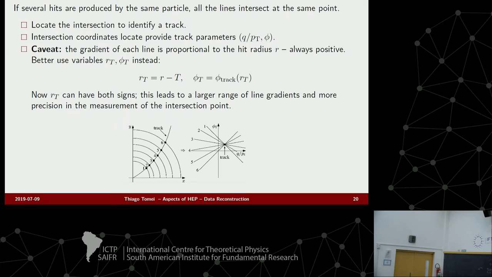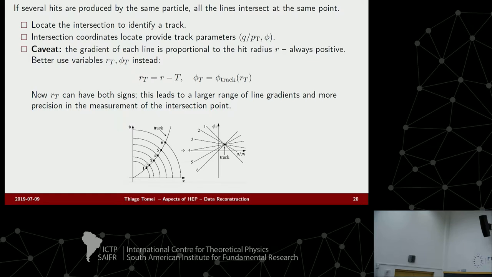Now again, if several hits are produced by the same particle, that means that all of the hits when you do this Hough transform, all of these guys, 1, 2, 3, 4, 5, 6, they will translate to these lines here. And if they close, if they meet at a given point, that means that these guys form a track.